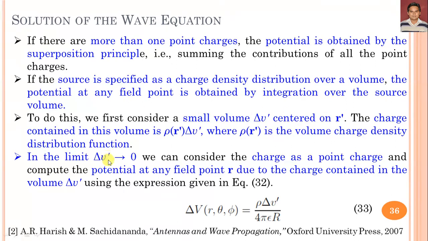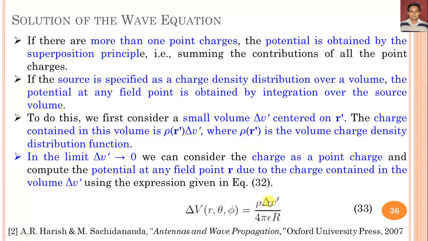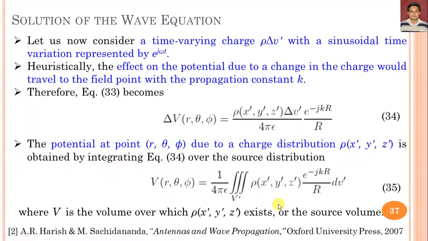In the limit as delta V dash tends to 0, the charge can be considered a point charge, and we can compute the potential at field point r due to the charge contained in the volume delta V dash. We calculate delta V r theta phi by this expression, where we have multiplied rho delta V dash upon 4 pi epsilon r. This is the charge q, considered as a point charge, so rho into delta V dash.